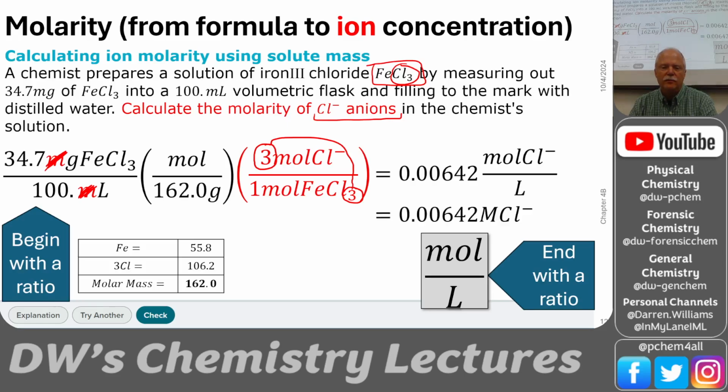or 0.00642 molar chloride. Can we write this in millimolar? So remember, milli is small, right? By 1,000. And so this right here would be the milli place, right? So if we put the decimal place here, that would be millimolar. So that would be a 6.42 millimolar solution of chloride.